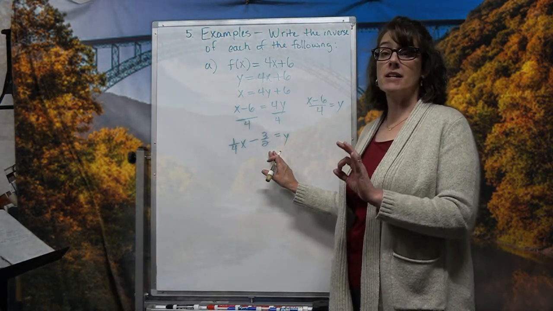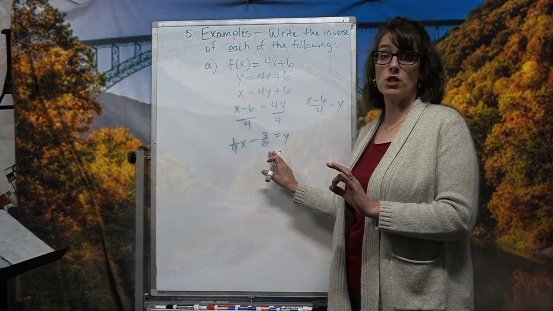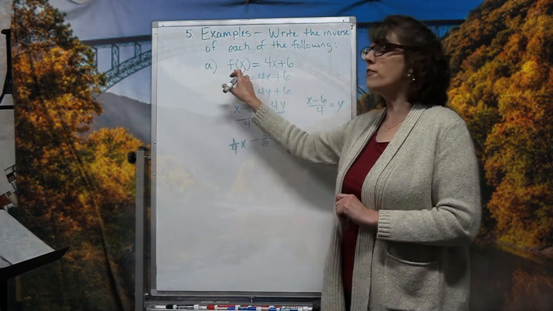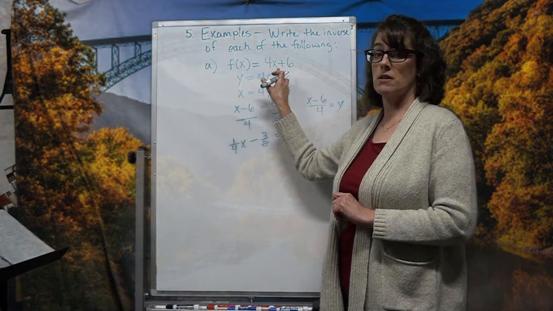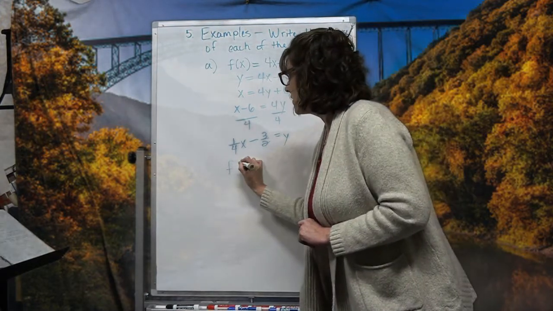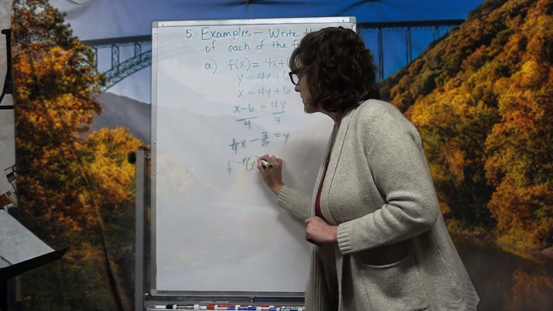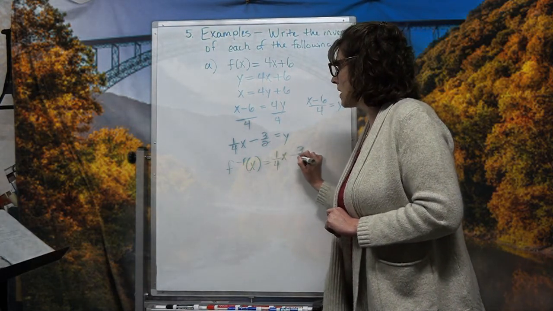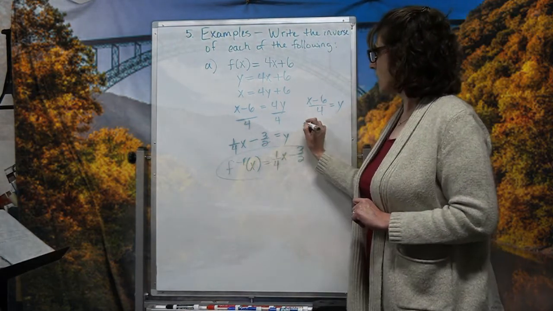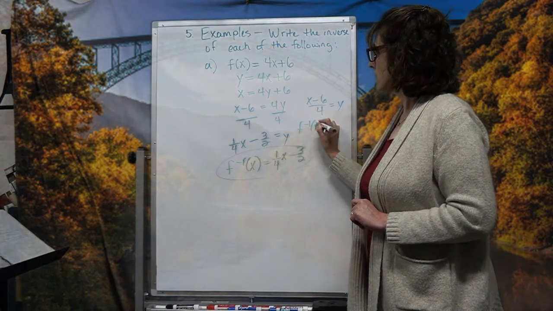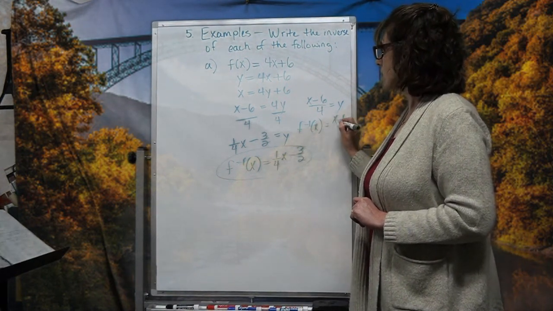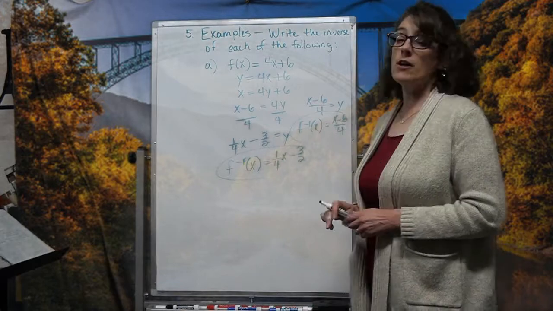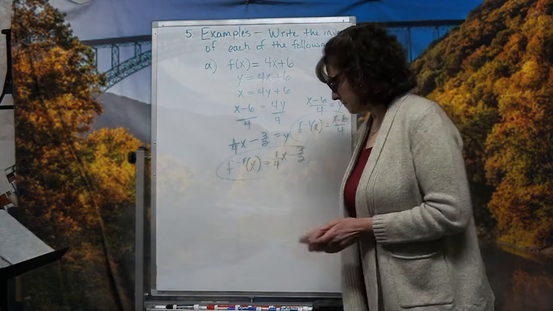Regardless though, I definitely want to put it into function notation. Now here's where I said I don't want to call it f of x because f of x was this. So I'm going to call it f inverse x. So f inverse x will be 1/4 x minus 3/2. Or in this case, f inverse x will be x minus 6/4. And either one of those is perfectly fine.